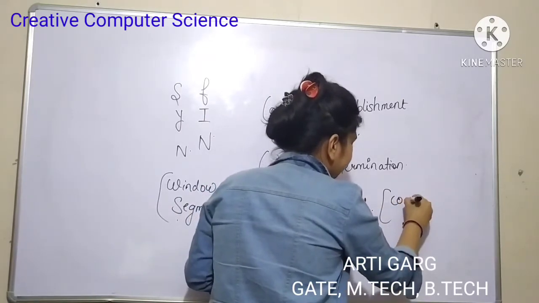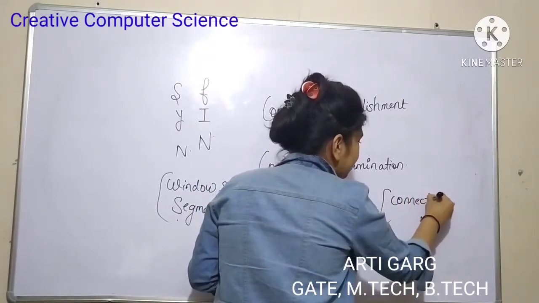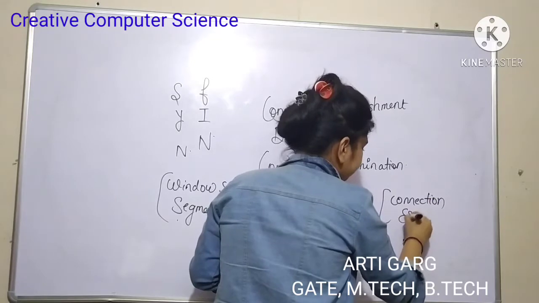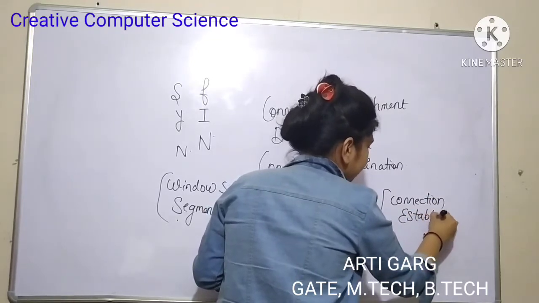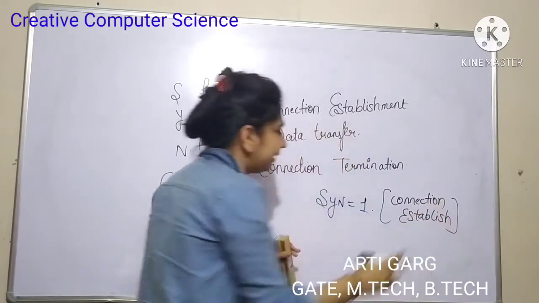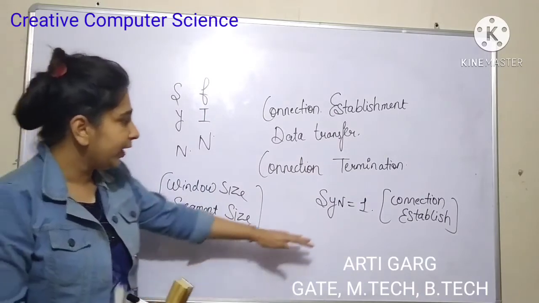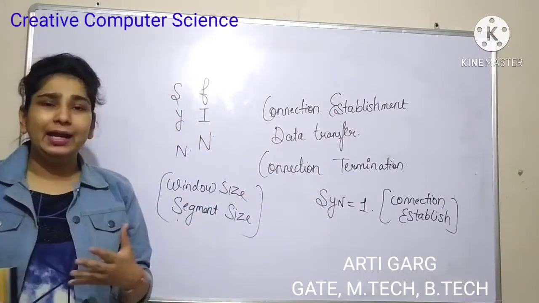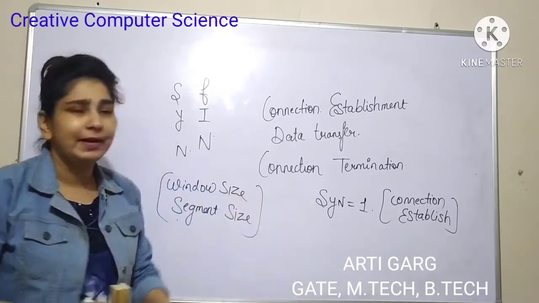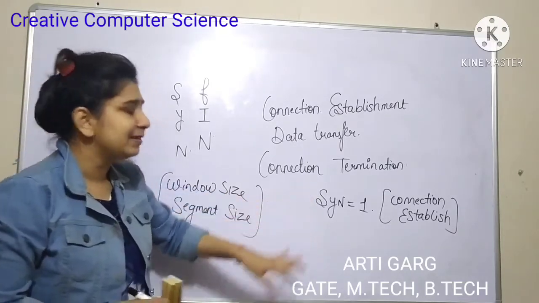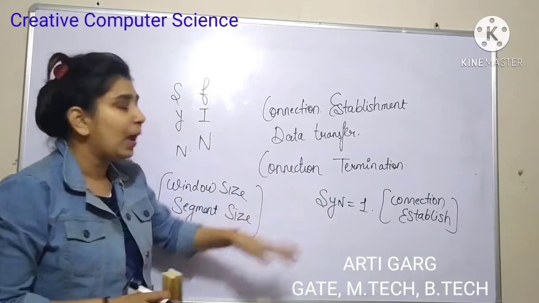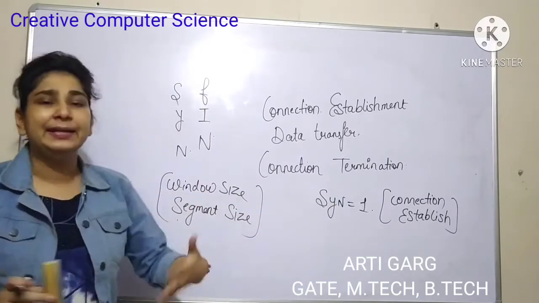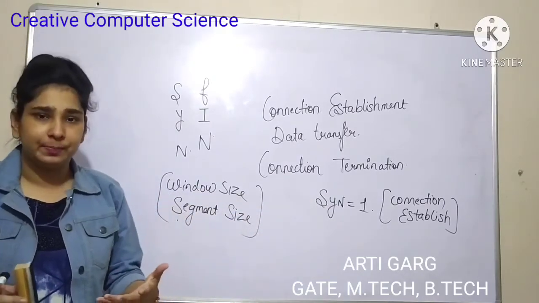So when you are making the connection, what we do is set the SYN field to 1. Connection establishment. Why? What is the use of the SYN field? The SYN field is basically set to 1 when you are sending some sequence number.